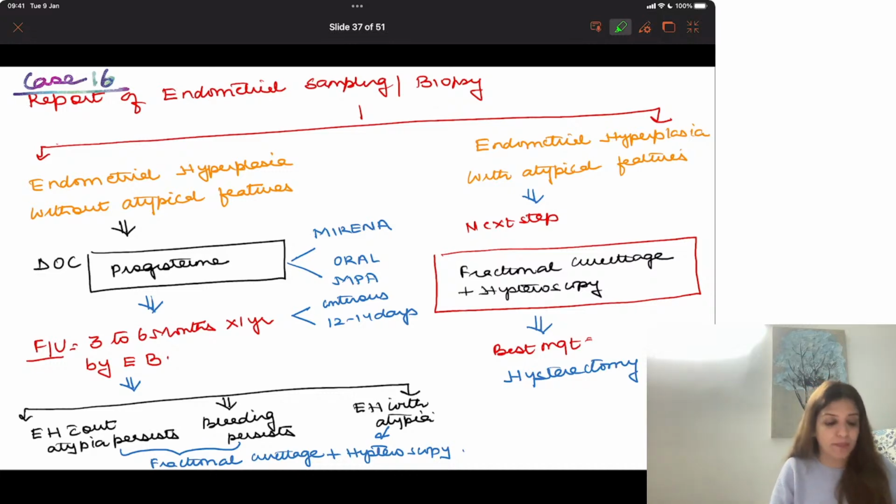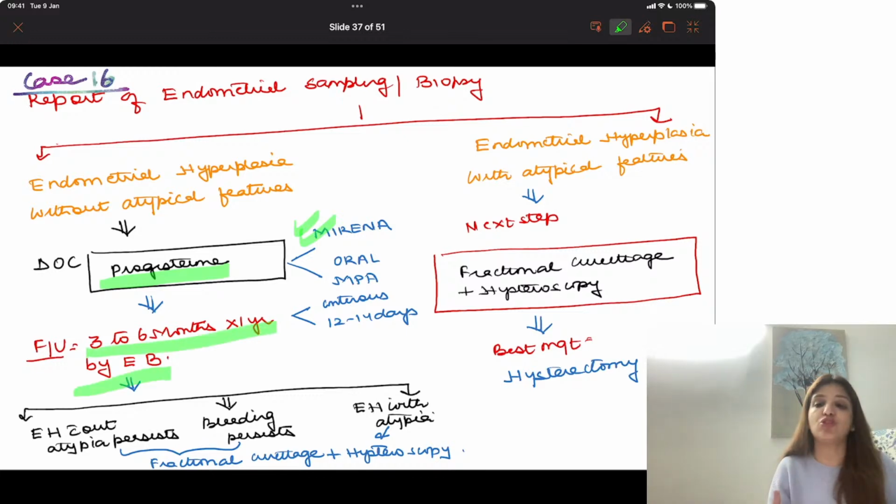Right? Now the next very important question is that the endometrial biopsy report has come and they ask you the next step. So if the endometrial biopsy report is endometrial hyperplasia without atypical features, the next step is progesterone, and the drug of choice, either you can give Mirena or you can give oral medroxyprogesterone acetate. Preferable is we give Mirena. When I am giving oral medroxyprogesterone acetate, I can give it either continuously or intermittently for 12 to 14 days. When my patient is on progesterone, I am going to follow her up every 3 to 6 months for 1 year by endometrial biopsy.